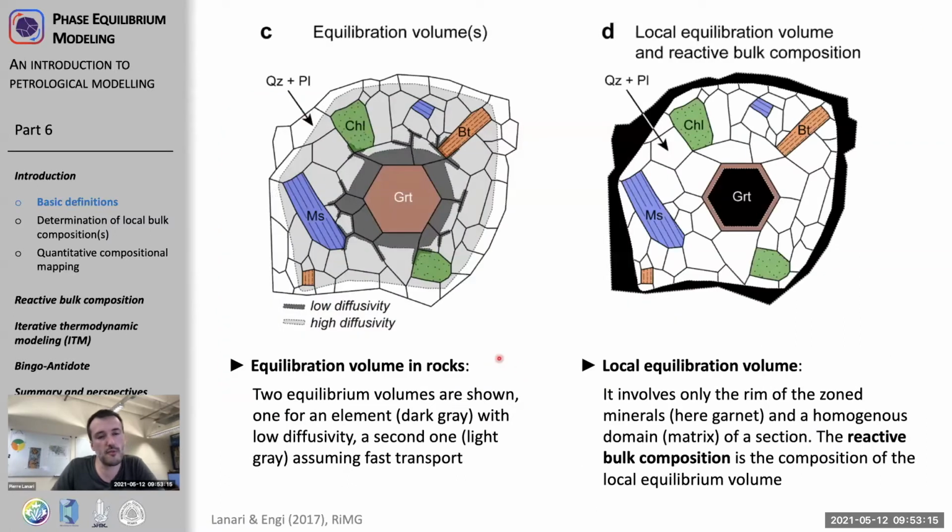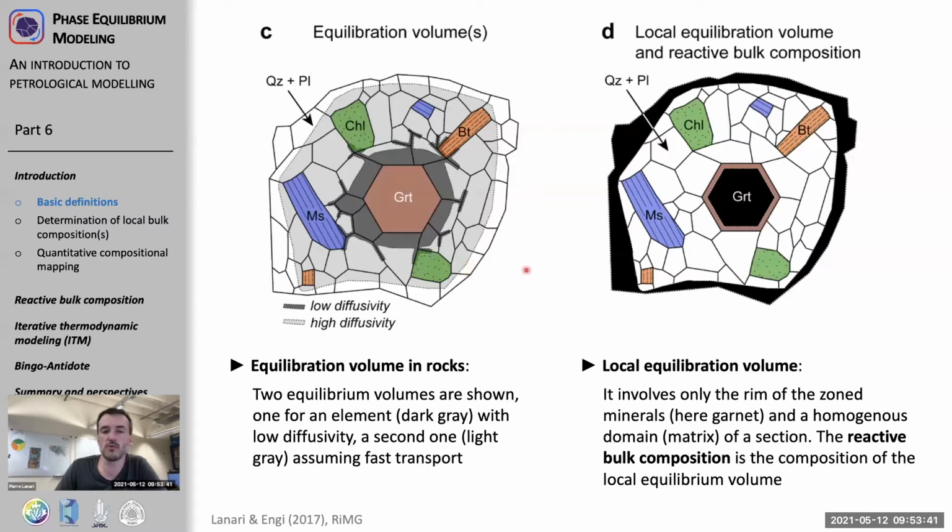So in the end, it's a complex problem, because the equilibration volume, that is the volume over which a given element is equilibrated, will depend, or the size of this volume will depend, on the diffusivity of the element. Here I showed you an example with two elements, a low diffusivity element in dark gray and a high diffusivity element in light gray, and you can see the equilibration volumes will be different.